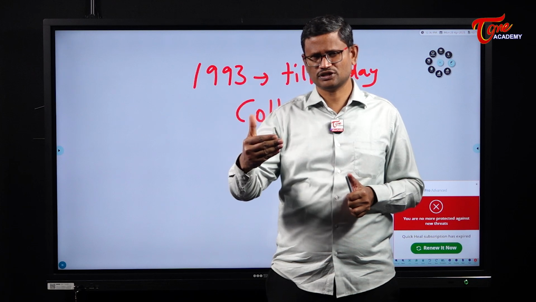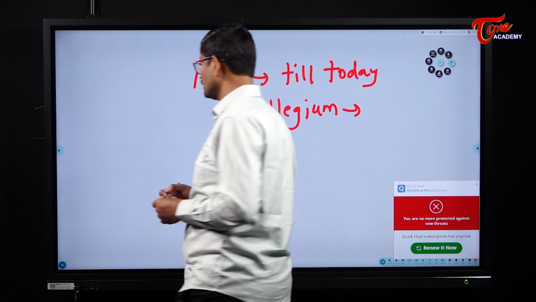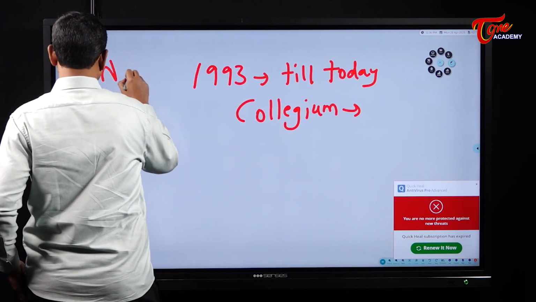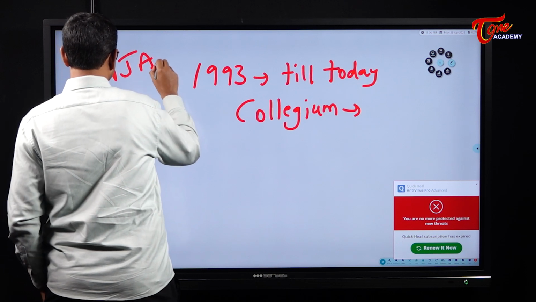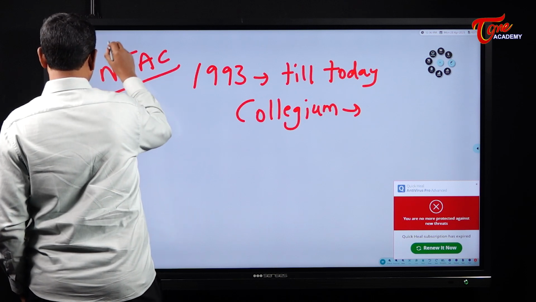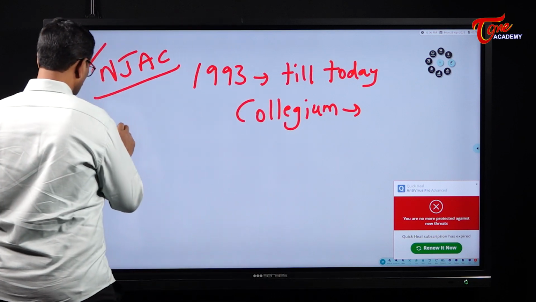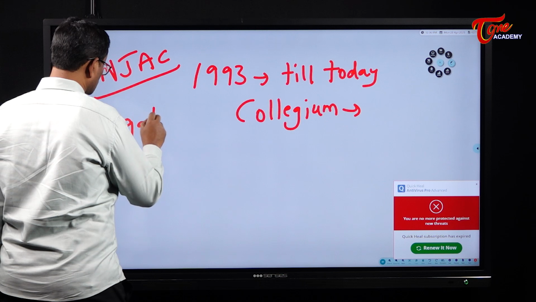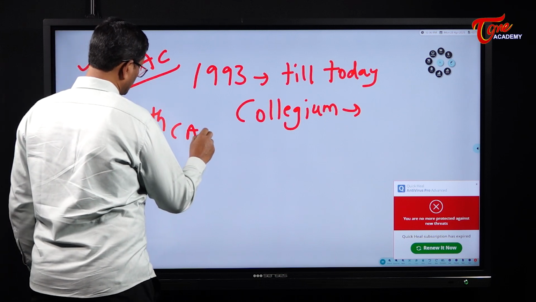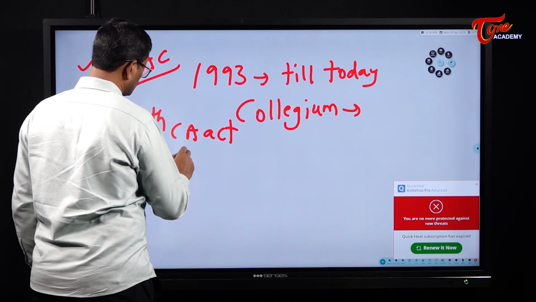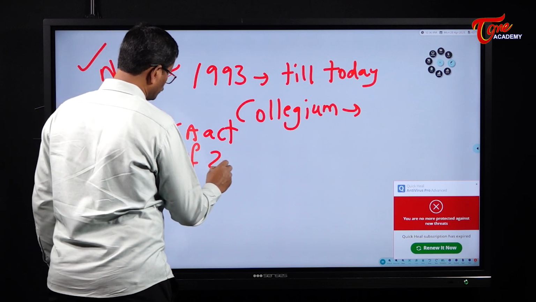Because of this problem with the collegium, in 2015, an attempt was made to replace the system of collegium with a new body called NJAC, National Judicial Appointments Commission. So this NJAC was brought in through the 99th Constitutional Amendment Act, the 99th Constitutional Amendment Act of 2014.